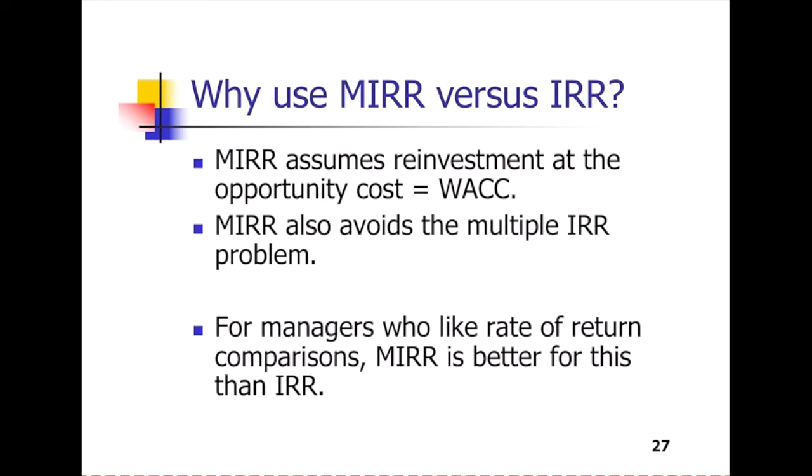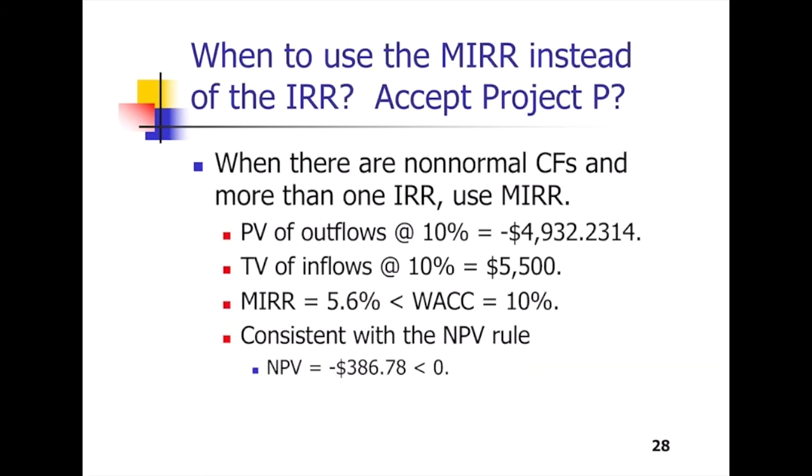So it is a more realistic assumption. And second, the MIRR also avoids the multiple IRR problem. When there is non-normal cash flow, we have two solutions when we use the IRR method. But when we use MIRR, there is only one positive solution, so we can avoid the multiple IRR problem. So for managers who compare rates of return, MIRR is better than the IRR method. We use the MIRR instead of the IRR.